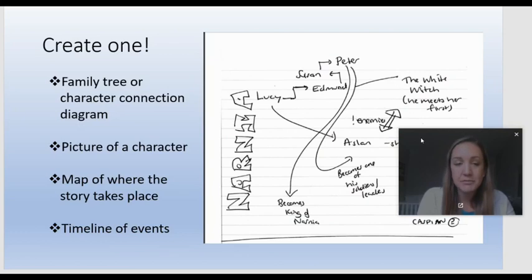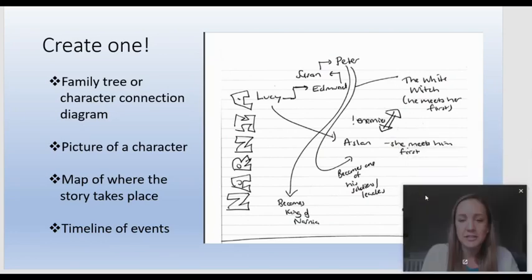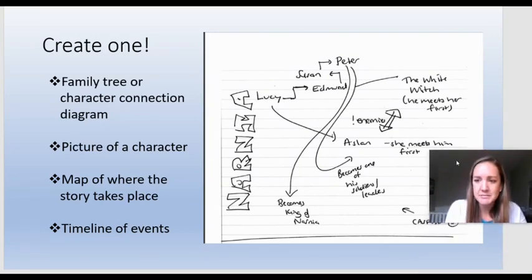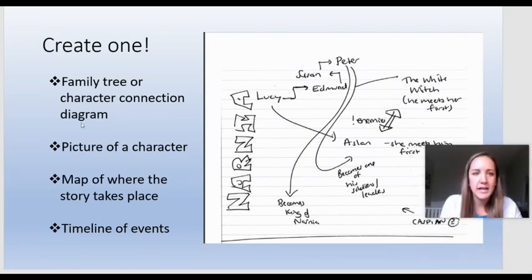Like I said, some of you are not going to have text features in your fantasy novel, and that is totally okay. In that case, you would go ahead and create one for your novel. These text features can be a variety of different things. You can think about maybe creating a family tree or a character connection diagram. And that's actually the example that I have right here. Somebody drew this up for the book Narnia, The Lion, the Witch, and the Wardrobe.